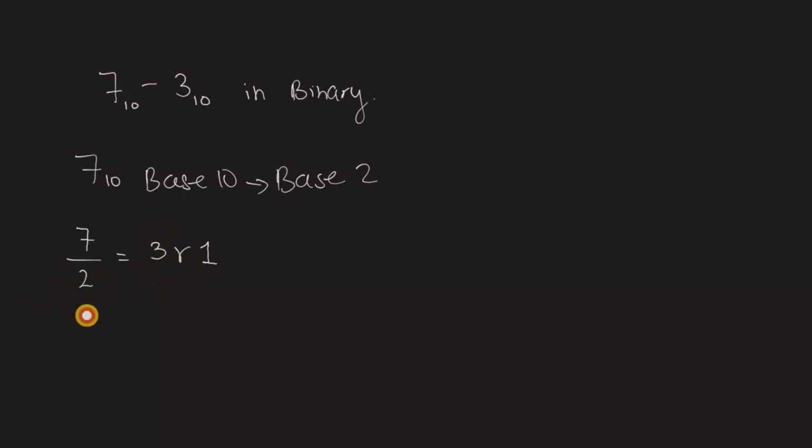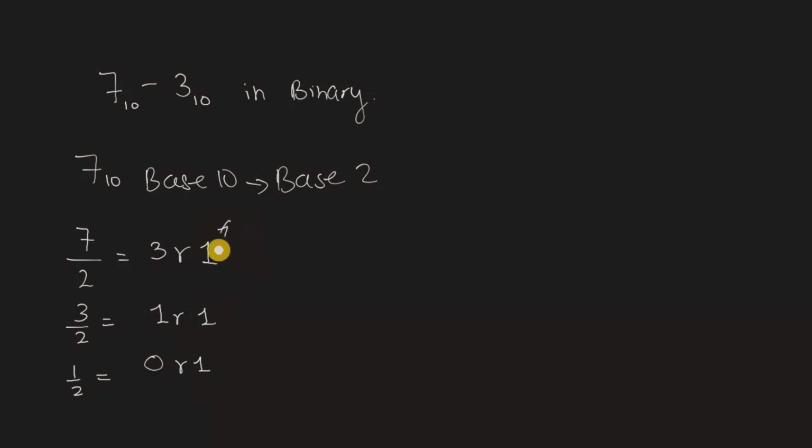Then the number that you get over here, you're going to divide it again. You keep dividing the number that you get by 2, until you get a 0. As soon as you get a 0, you stop. So 3 divided by 2 gives you 1 remainder 1, because 2 times 1 is 2, and the remainder is 1. Next we divide 1 by 2, which is 0, and the remainder is 1.